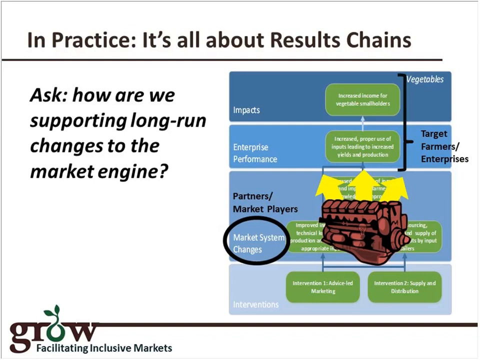The difference between maybe a traditional program and an M4P program is that rather than giving seeds or advice directly, we would promote agri-dealers or input retailers to stock better seeds and to provide advice to farmers directly, so that in the future, ongoing, and that's why we have the multiple arrows here in the visual, we'll see that those changes can continue to sustain in the market system.